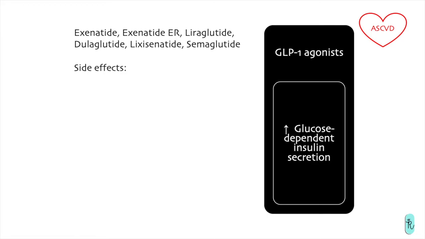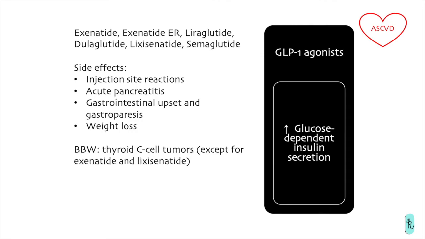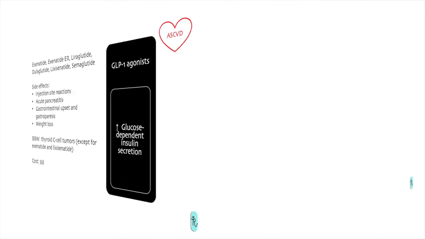Most of these medications are injectable except for the new form of semaglutide, which is oral, and thus can cause injection site reactions, acute pancreatitis, gastrointestinal upset, including gastroparesis, and weight loss. There is a black box warning for thyroid C-cell tumors, except with exenatide and lixisenatide, and these are a more expensive class of medications.